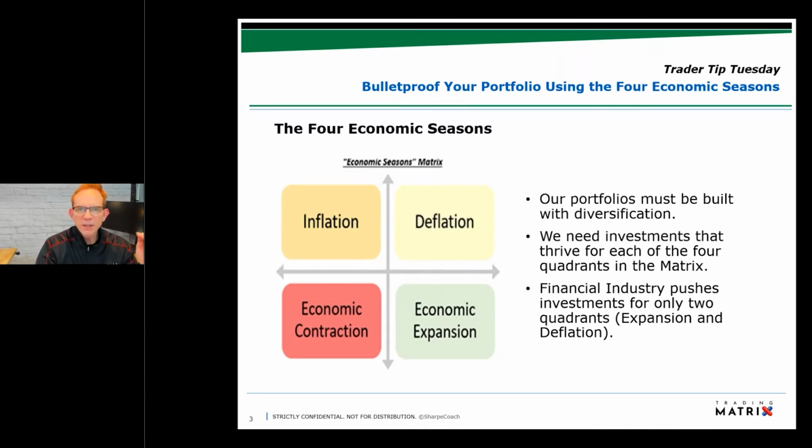Interest rates peaked in 1982, and interest rates basically went lower and lower for 40 years, from 1982 all the way down really to 2020. And during that time, we've had consistent economic expansion. So one of the interesting things is that people have been conditioned to only look at investments in those 2 seasons. In addition, the financial industry pushes investments for these 2 seasons alone.